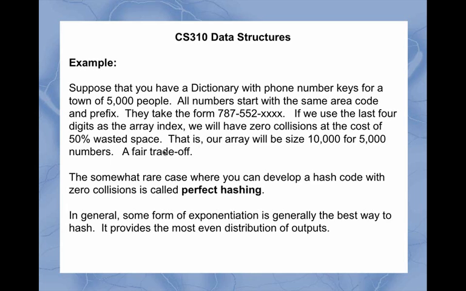And so in this way, the indices are actually the last 4 digits of the phone number, and this is a fairly efficient and clean way of doing it. So this is a rare case. This doesn't generally happen. When you can develop a hash code where you can guarantee that you will have 0 collisions, this is called perfect hashing. This is almost never attainable. In general, however, some form of exponentiation is the best way to do a hash. It gives you the most even distribution of the outputs.